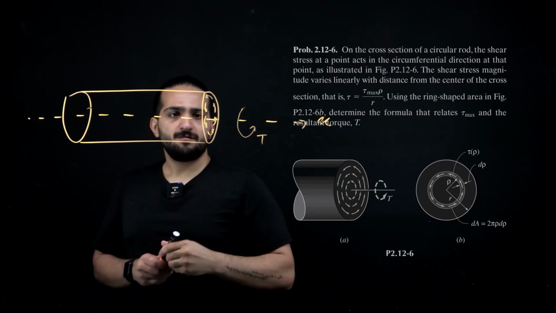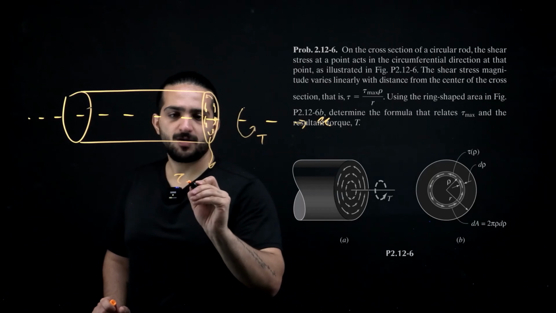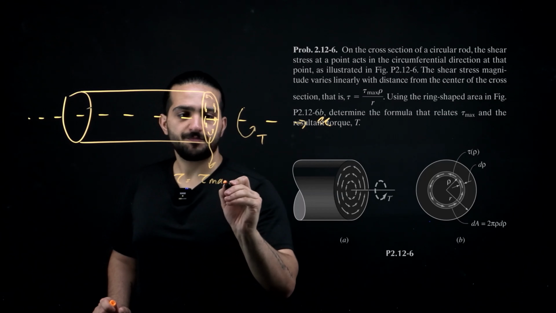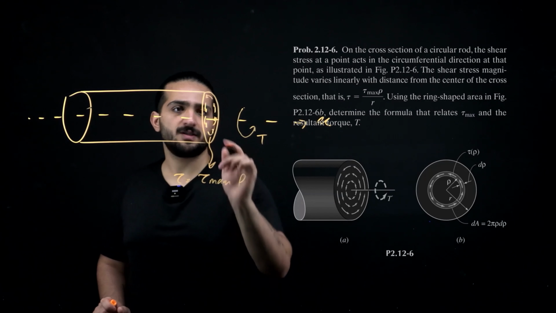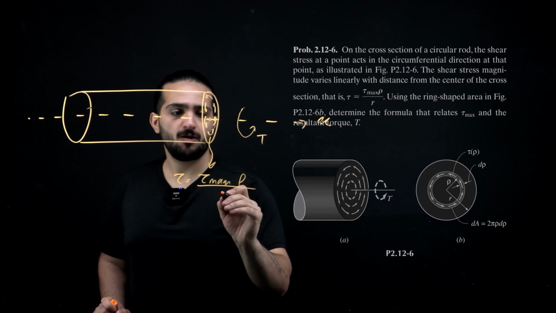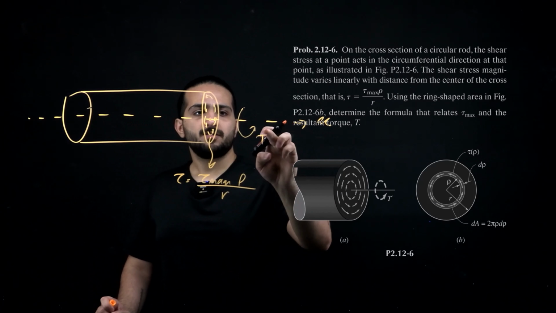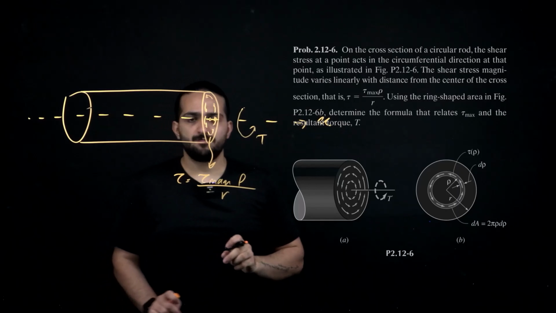The equation for this shear stress is given to us, which is tau equal to tau max rho, which is the distance from the center of the cross section, divided by r, which is the radius of this cross section. And now the question wants us to determine the value of this resultant torque.